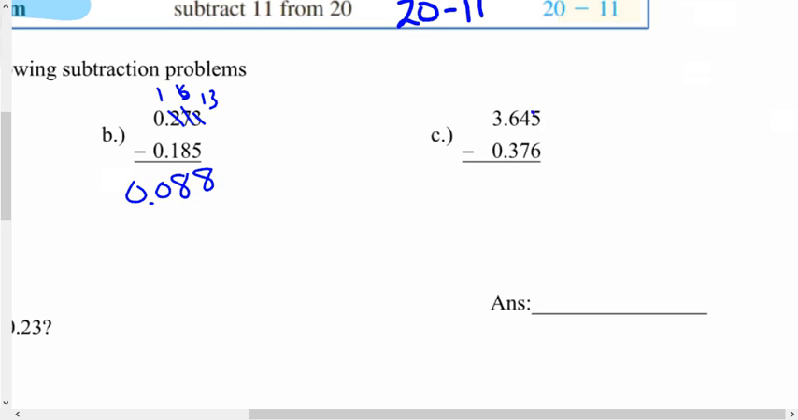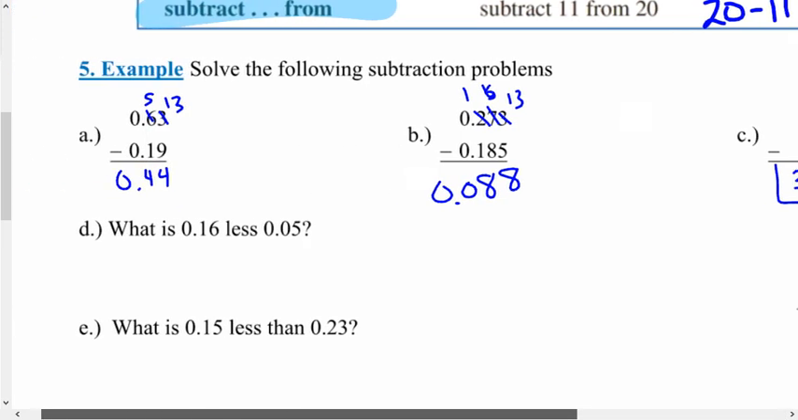5 minus 6, that's no good. So I'm going to come over right next to it, and we'll actually borrow from the 4. We're going to turn that into 3, and we're going to add 10 to this, so that's 15. 15 minus 6 is 9. 3 minus 7 doesn't work, so I've got to come over here and change that 6. I'm going to lessen the 6 by 1 to make it 5, and I'll carry one of those over to make that 13. 13 minus 7 is 6. 5 minus 3 is 2, and then 3. 3.269.